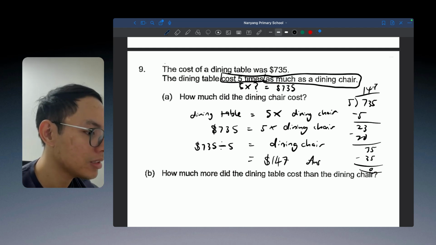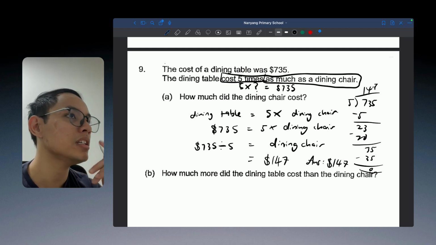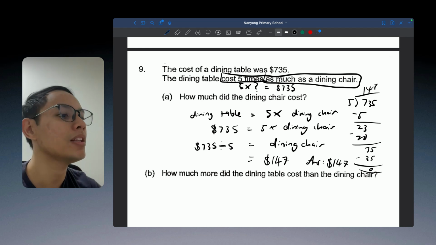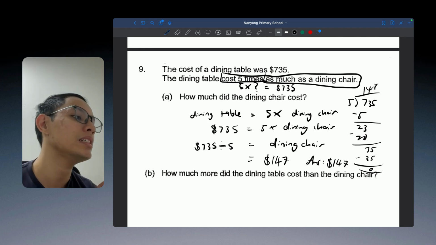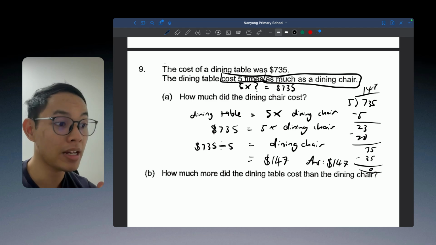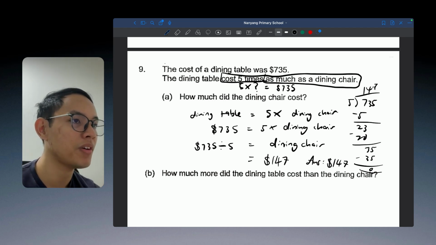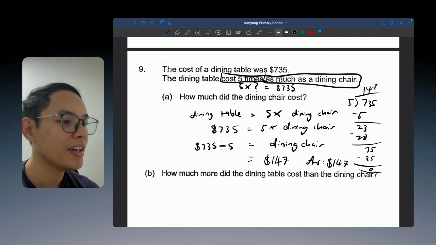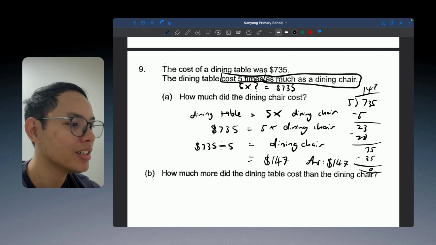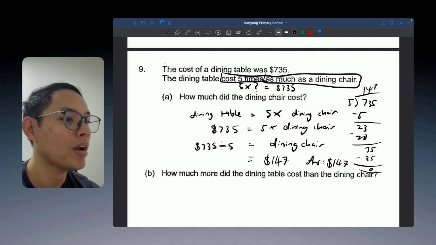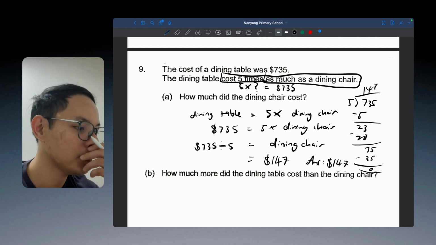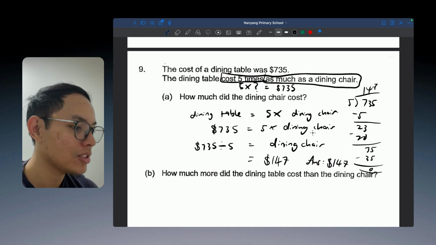The answer is 147. Okay, so essentially the hard part of this is to understand the question itself. What is the cost of a dining chair? 5 times, it is 5 times more. I mean, it's as much. Basically, the dining table is 5 times more, so the dining chair is 1/5 of a dining table. Okay, and the last one.